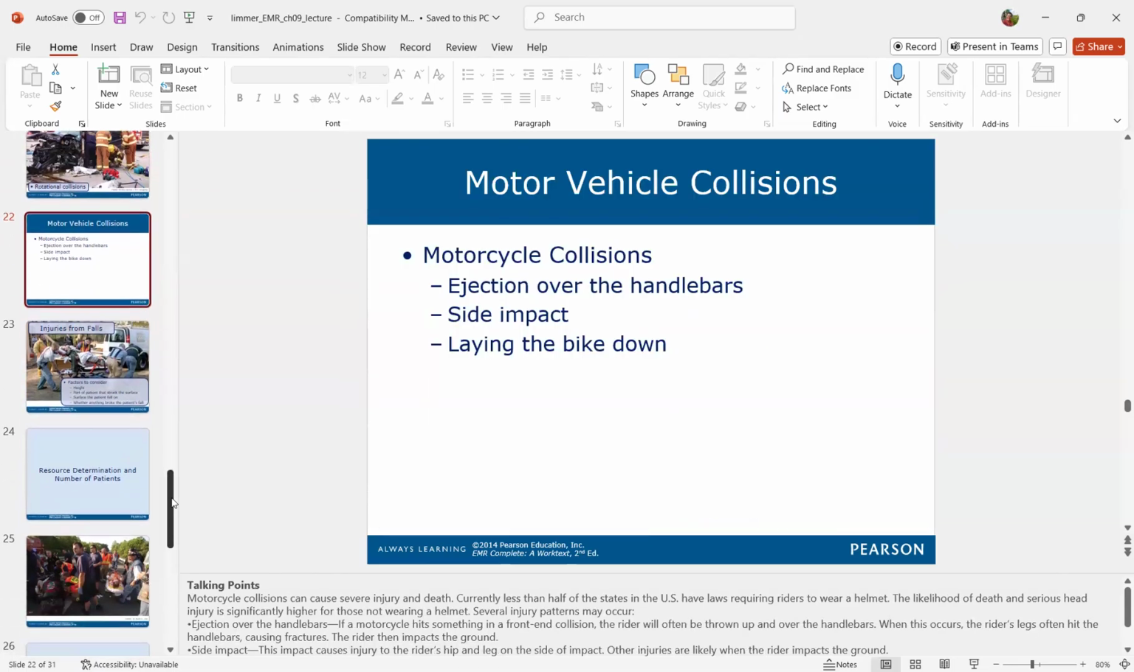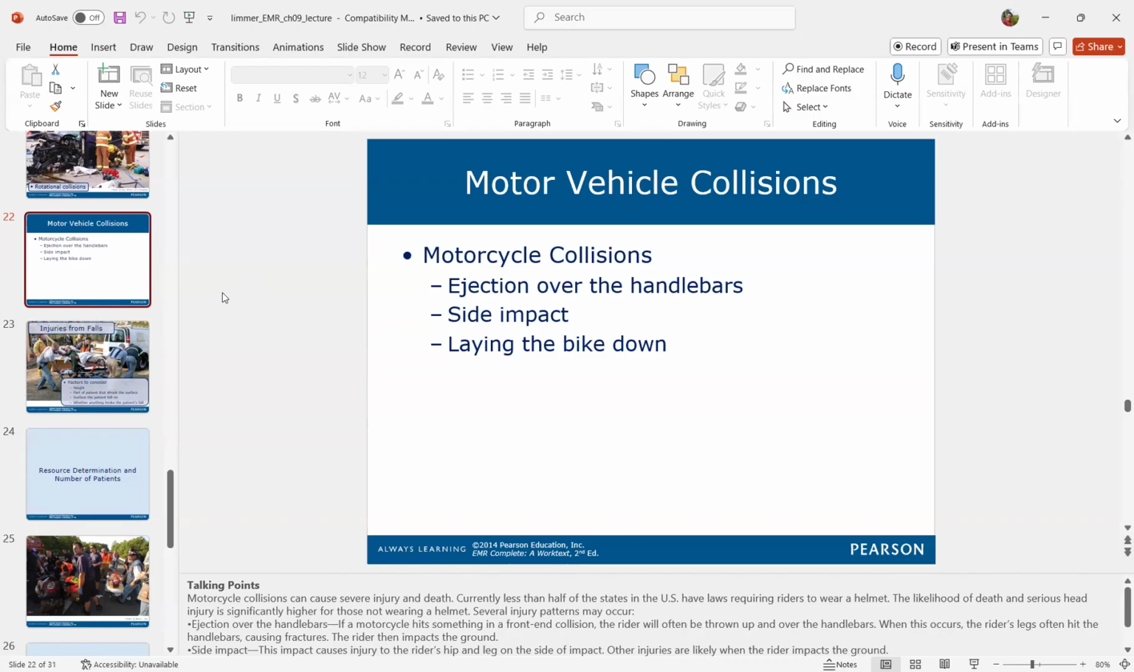Motorcycle collisions can cause severe injury and death. Currently, less than half of the states in the U.S. have laws requiring riders to wear a helmet. The likelihood of death and serious head injury is significantly higher for those not wearing a helmet. Severe injury patterns can occur with this.